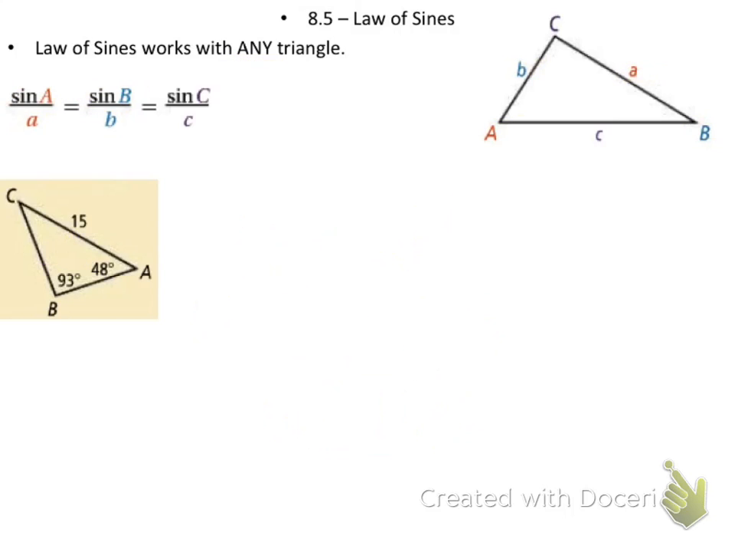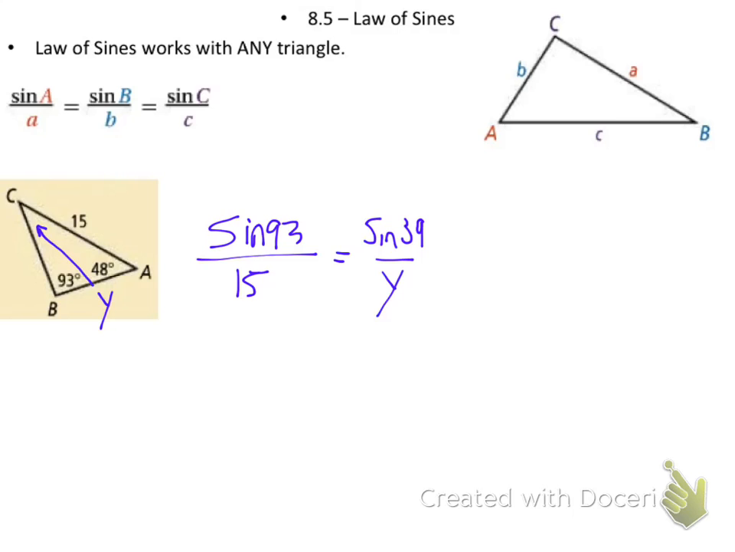And so if I wanted to find out, for example, what AB was, I'm going to find out the length of AB. So again, I'd still have the sine of 93 over 15 is equal to, and I want y on my bottom, and then over here, I want to find out what the angle C is, and so I do 93 plus 48, and then I would take 180 and subtract it, so I get sine of 39. So again, cross multiply and find out what y is.